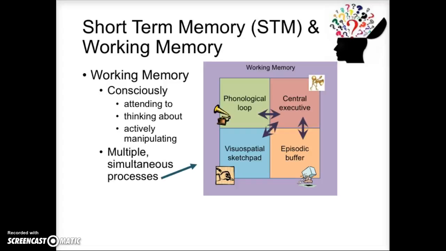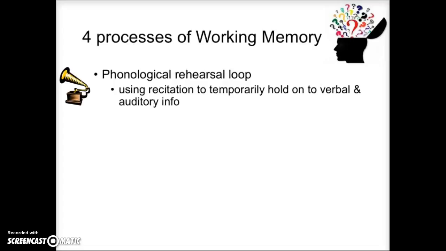Now what's going on there are multiple simultaneous processes. So within working memory, we have 4 different processes going on all at once. We're going to go through each one of these. The first one is the phonological rehearsal loop. This is the part of working memory where you can rehearse or say something over and over inside your head, and where you're kind of verbalizing or thinking about auditory information.